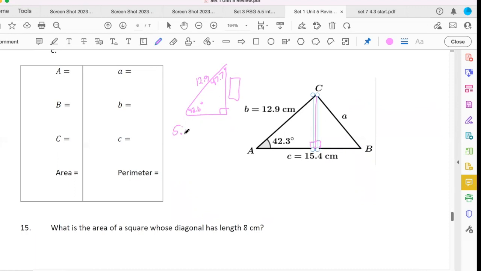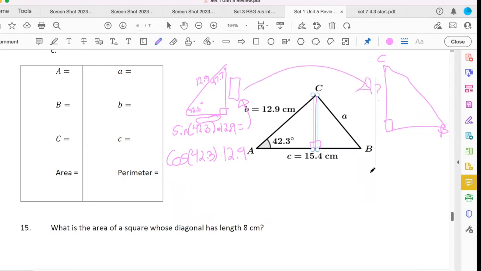If you do sine 42.3 times 12.9, that'll kick back that. I'm not going to talk too much in detail about this because it's kind of like the other two problems. You can get a hold of part of this if you do the same song and dance, but with cosine. And then you can use that information to help you figure out C and B, because you'll know that this is the cosine of 42.3. Sorry. You know that this is going to be the same length as that. I'm going to leave that for you.